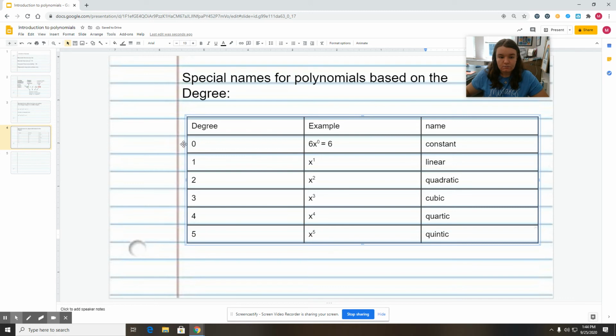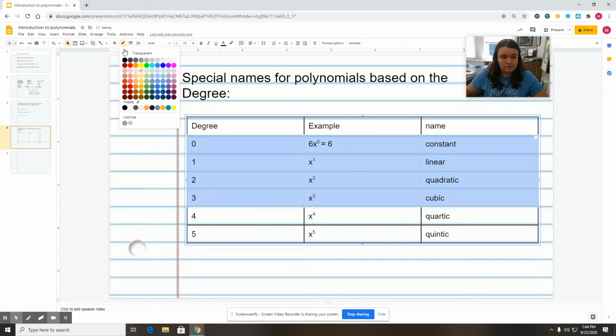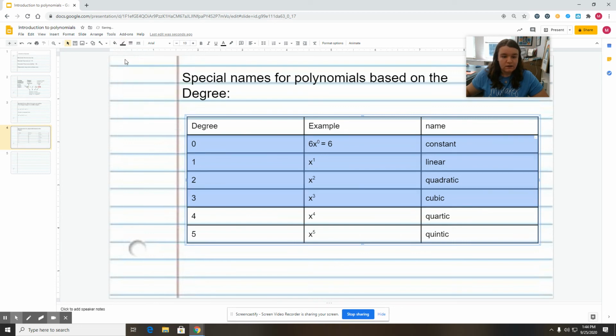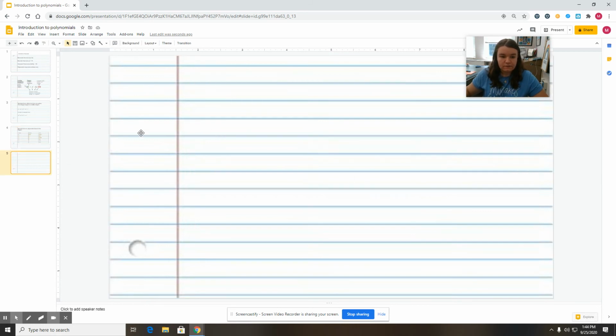The ones that are most important are these first four. The other ones we don't really use that much, but they could definitely ask you them. But the first four are definitely the ones that come up frequently. Anything bigger than that, 6, 7, 8, we just call it a sixth degree, seventh degree, eighth degree. There's no special name.